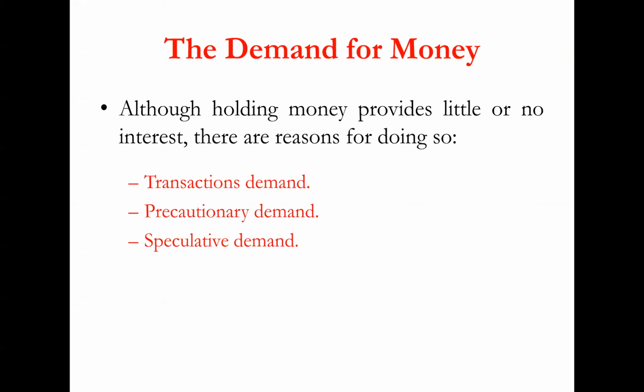Now, there are some of the key influences on the demand for money, and the following are the motives, okay, that control the demand for money, or that influence people holding money. The first one is called the transaction motive. The second one is called the precautionary motive. And the third one is the speculative motive.